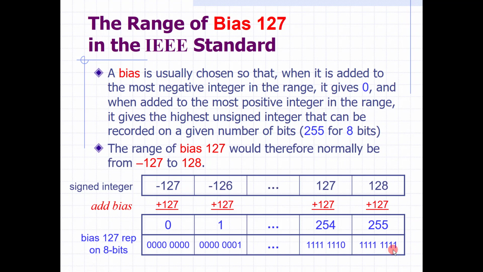Well, the actual range of our exponents won't be quite so wide. We're going to reserve the all zeros as a special case, and we're going to reserve all ones for special cases, which means that instead of having a range of minus 127 up to 128, we'll actually cut one off of each end, and we'll only actually go from minus 126 up to positive 127.